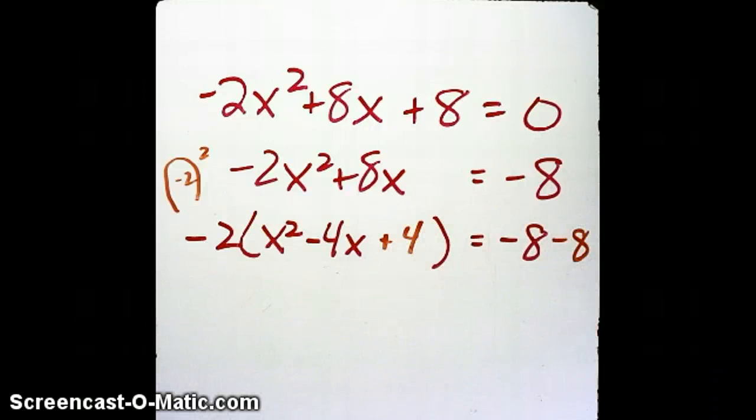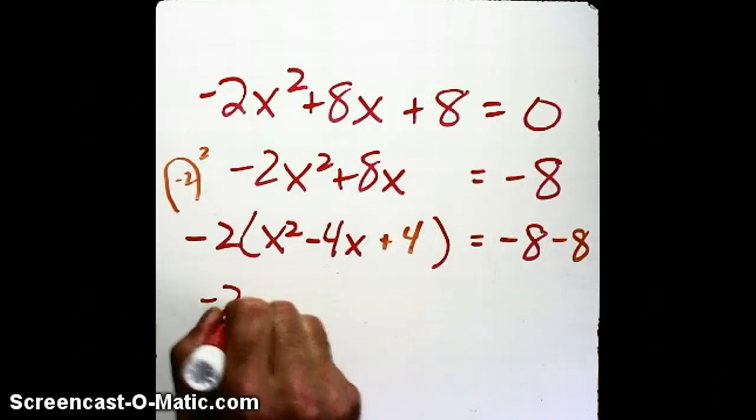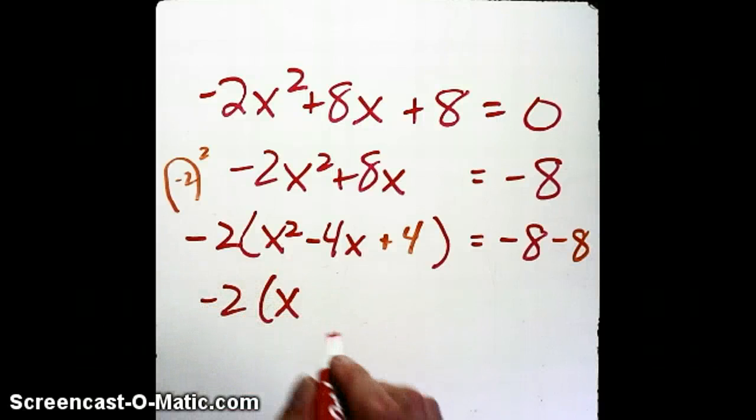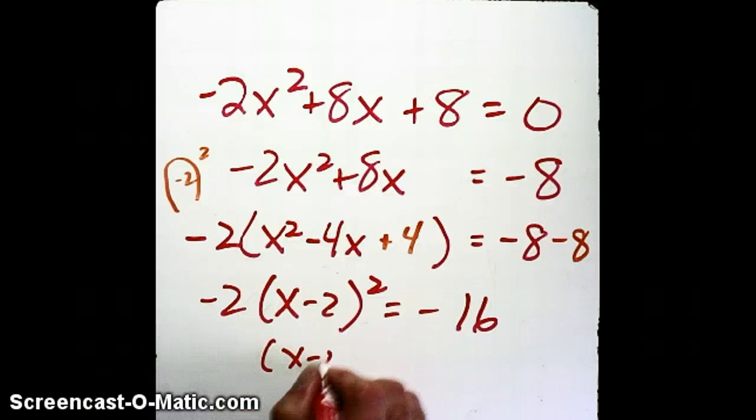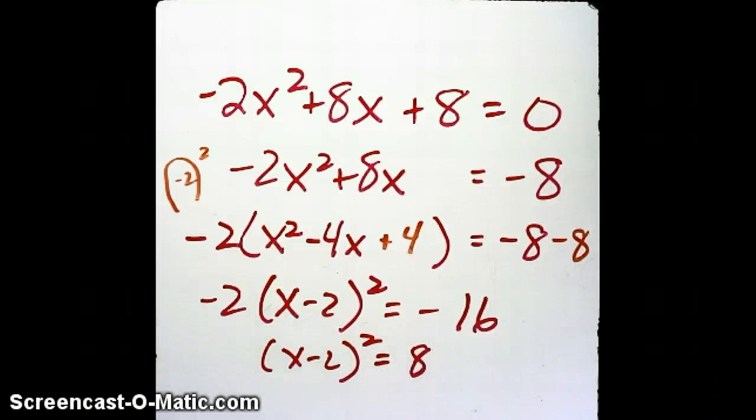Now, can we factor this? Yes, you can. (x - 2) squared equals negative 16. Factor, writing as a square. Now take the square root of it. Let's get rid of the negative 2 by dividing both sides by negative 2. So (x - 2) squared is equal to 8.